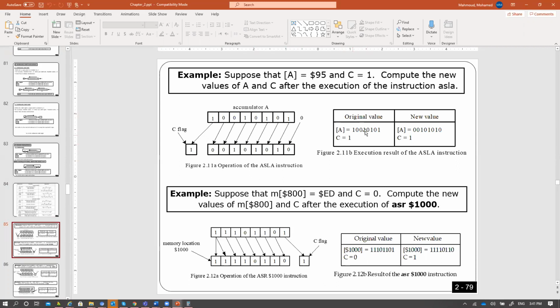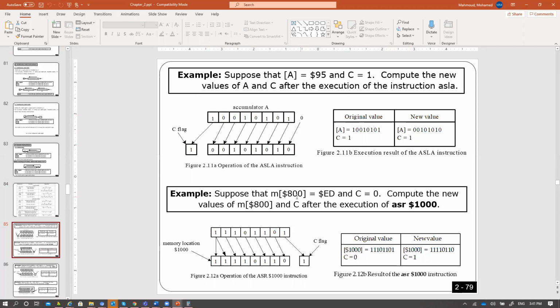So if this is the original value of A and this is C, okay, what is the new value after you arithmetic shift left? What happens, as I told you, is we insert a zero here, this bit has to come here, this bit has to come here, and then this bit has to come here, and this bit has to go to the carry. So after you shift left one time, this is what you are going to get, right?